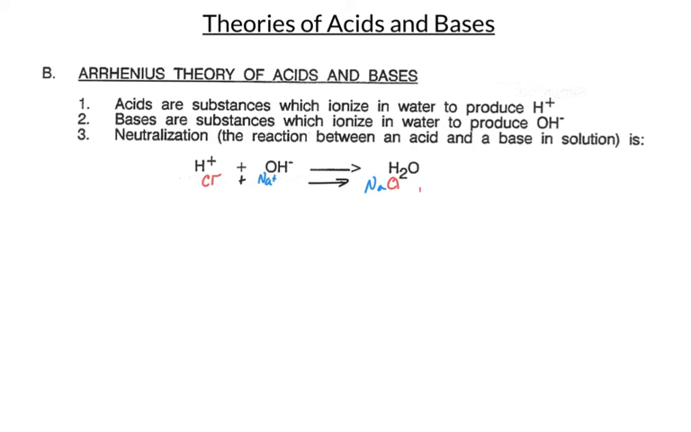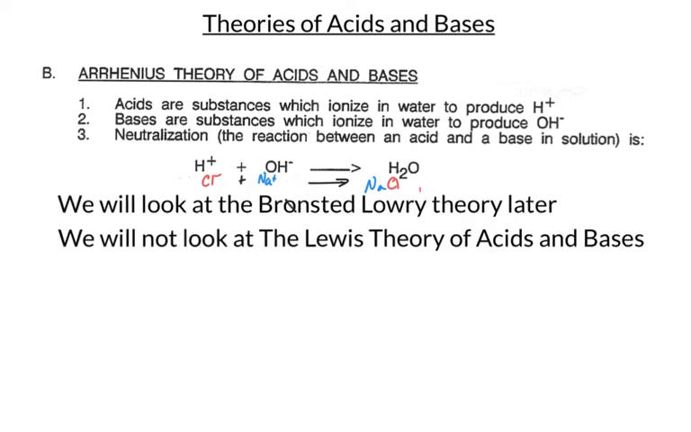We'll talk about the second theory of acids and bases later on. It's called the Bronsted-Lowry theory of acids and bases, and we'll talk about that one later on when we get closer to buffers and look at some different reactions that we need to know.